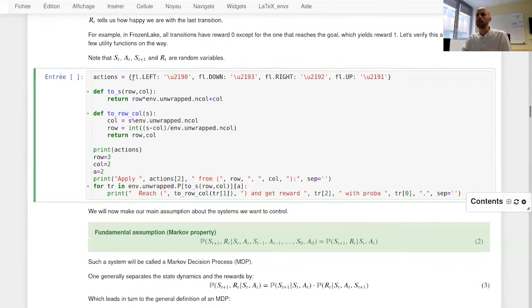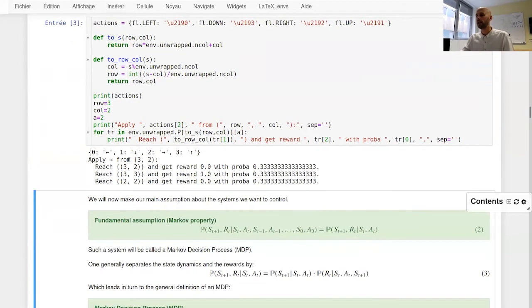This will come in handy a little later. So I will just define actions as a dictionary of indices that are mapped to arrows, just for readability. I define a function that converts the index of row and columns to the number of the state, and the inverse transformation that converts the number of the state into rows and columns. And I will just print the actions and take a look at the state, which is on the fourth row and the third column, because my numbering starts at 0, and takes the second action. So that's actually the third, so that's moving right. That's a state that's very close to the goal and moves right, so it should reach the goal in a way.